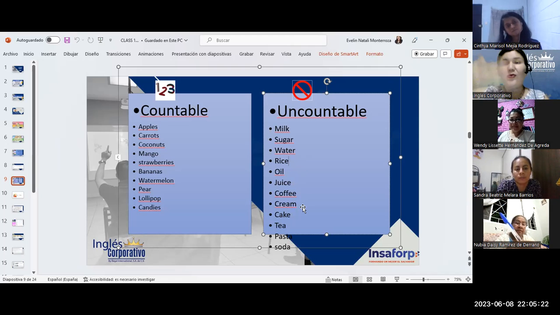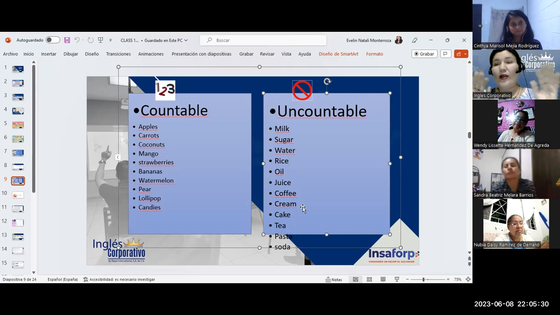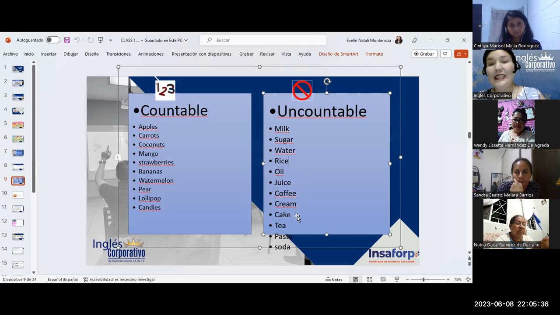the cake, you can count the pieces of cake. Puede contar las porciones. But you cannot say cakes. The cake is in general, right? No sabe cuánto se compone un pastel. But you can say the piece of cake, right? Tea, el té, the pasta, the soda, right? All these things are countables and uncountables.